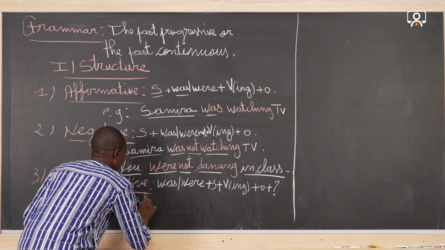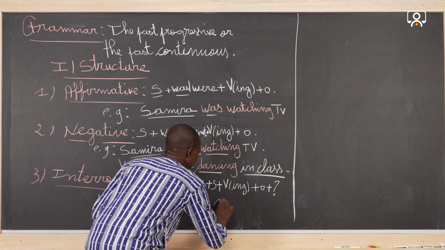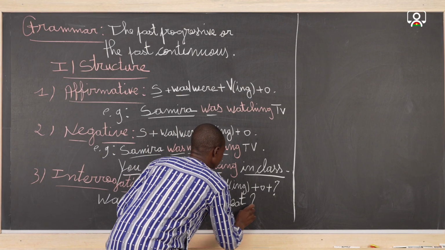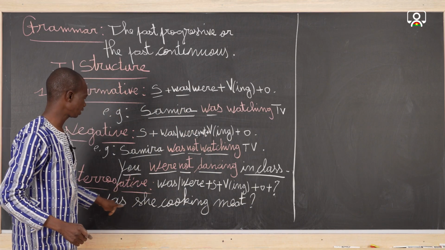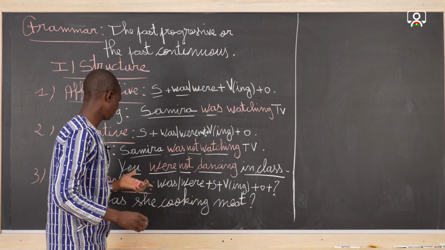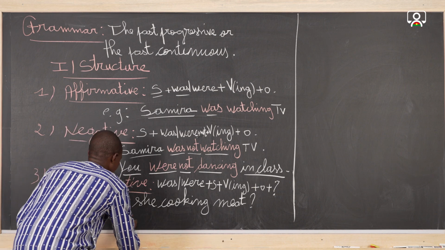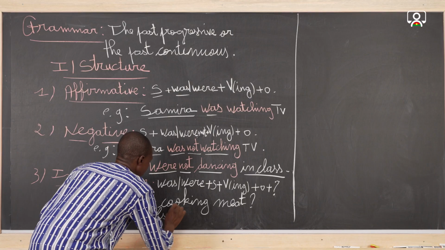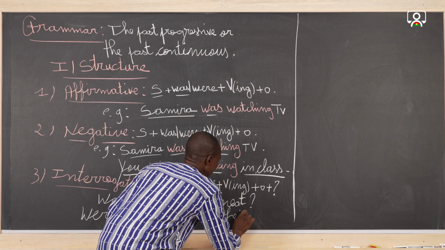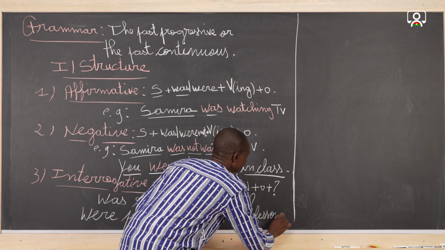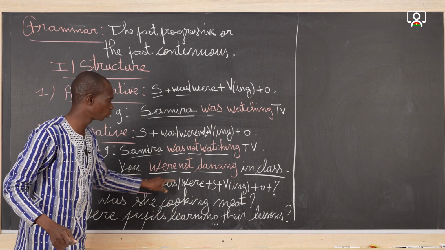Was she cooking meat? Yes. Was she cooking meat? This is a sentence in interrogative form. Let's give another example. Then, were people learning their lessons? Okay, this is a second example in interrogative form, which also follows the structure.